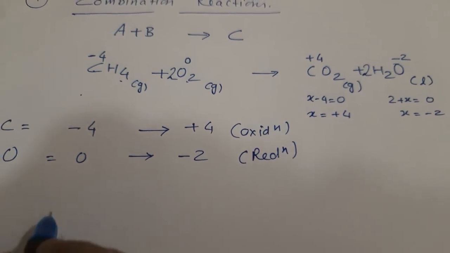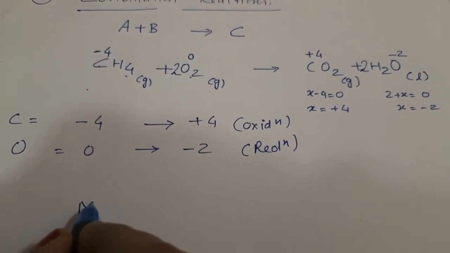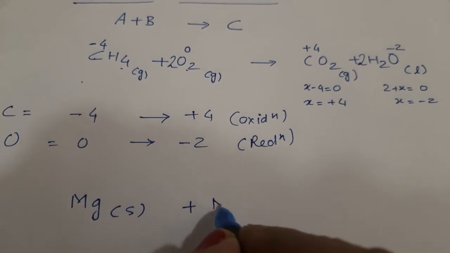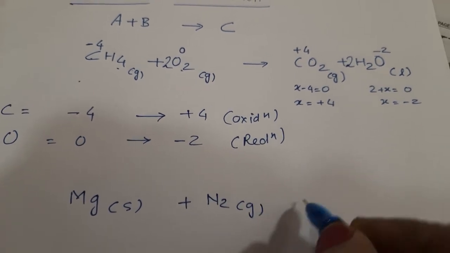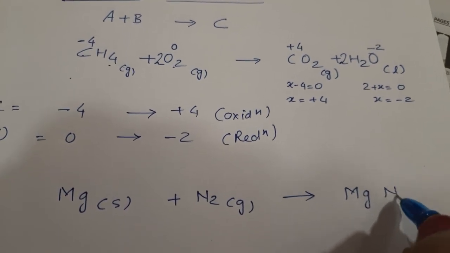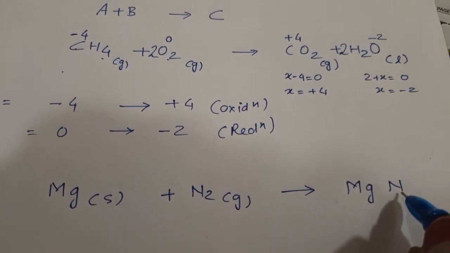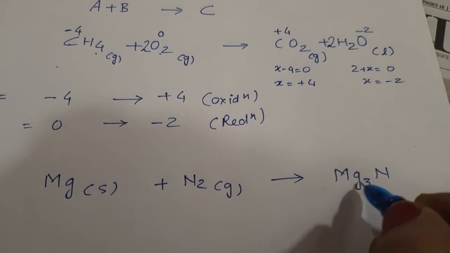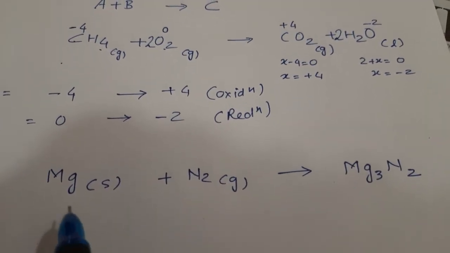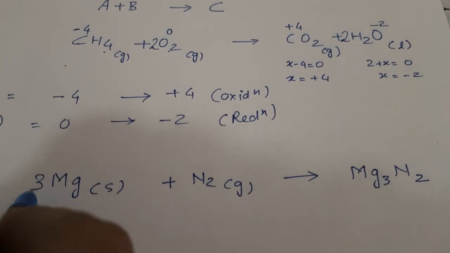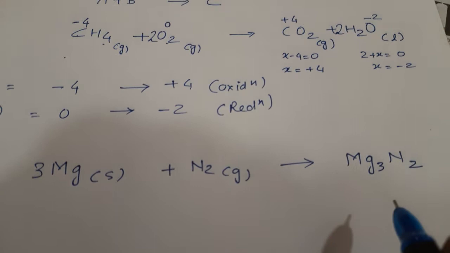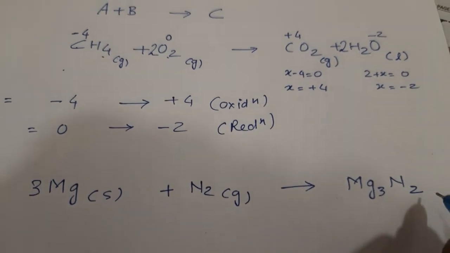If I write here Mg, which is solid, and N2, nitrogen, which is a gas, it will form magnesium nitride. In nitride, the valency of N is 3, so Mg3, and magnesium's is 2, so Mg3N2. Let us balance. So Mg3 means 3Mg, then N2 is N2 only, so Mg3N2, it is a balanced reaction. Now this is again solid.